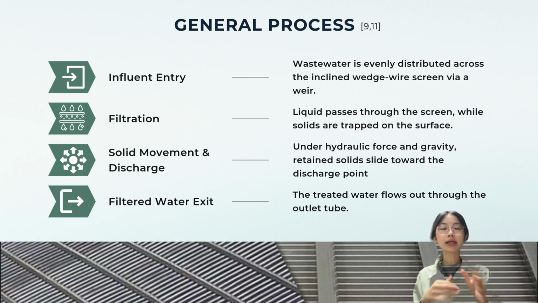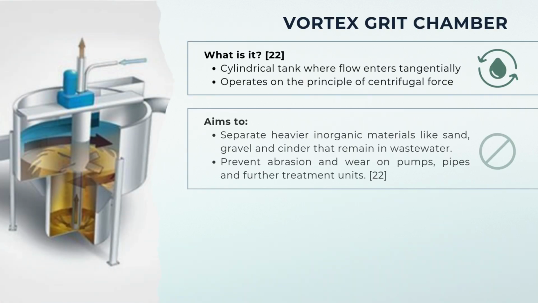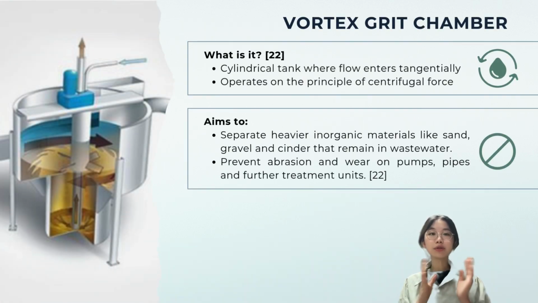So, how does it work? It operates in 4 simple steps. First, wastewater flows evenly over the inclined wedge wire screen. Then, after the static screen, heavy particles like sand and gravel remain. To remove these, we use the vortex grit chamber. It is a cylindrical tank where wastewater flows in tangentially, and it uses centrifugal force to separate heavy particles like sand and gravel that remain in wastewater.